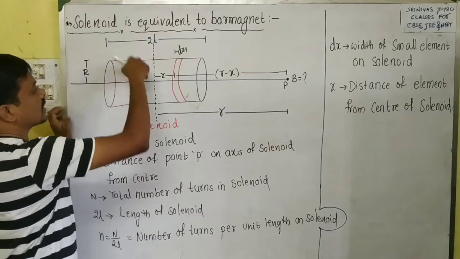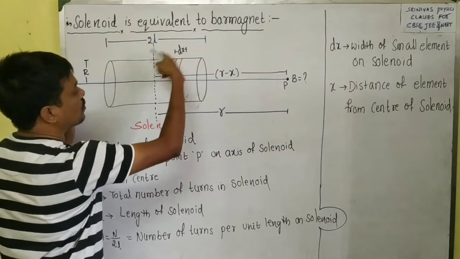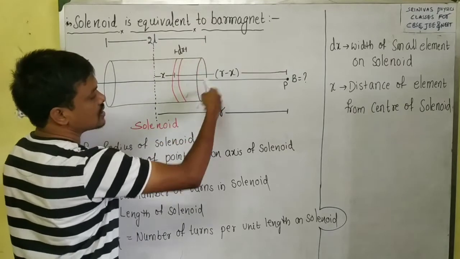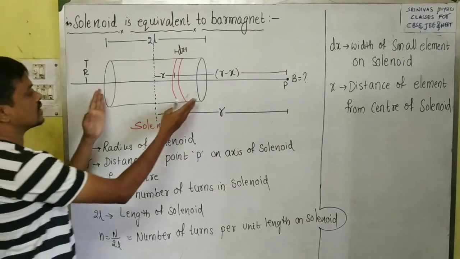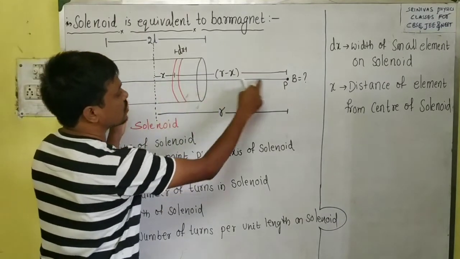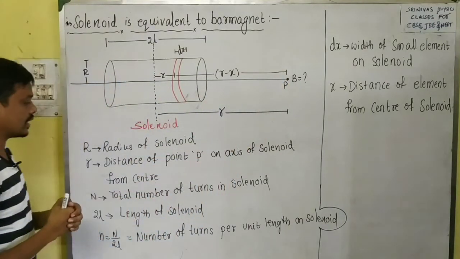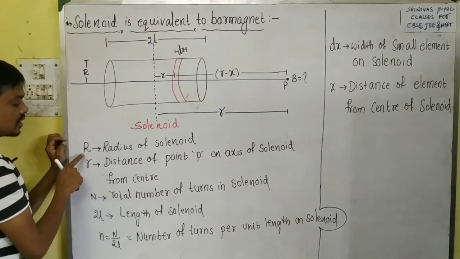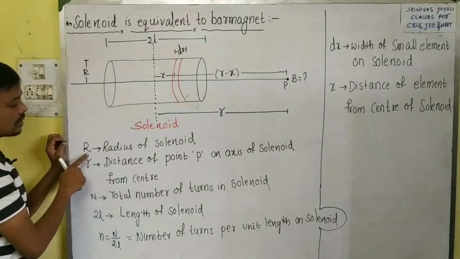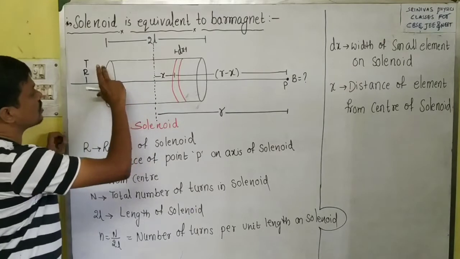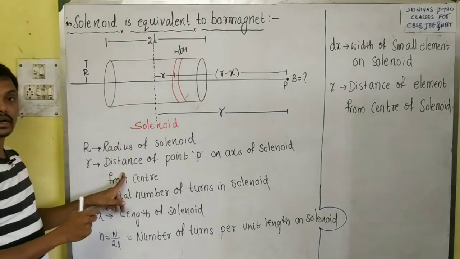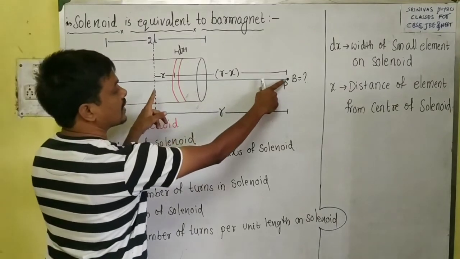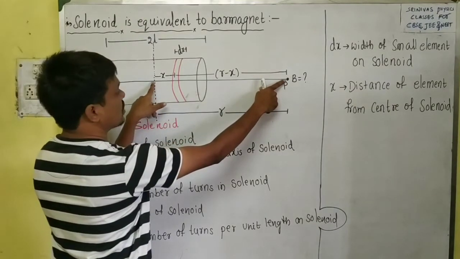This is a current carrying wire wound over a hollow cylinder, and this is the solenoid. On the axis of the solenoid, I want to find out the magnetic induction. Then let us go for some terms related to this. Capital R is the radius of the solenoid, and small r is the distance of point P on the axis from the center of the solenoid.